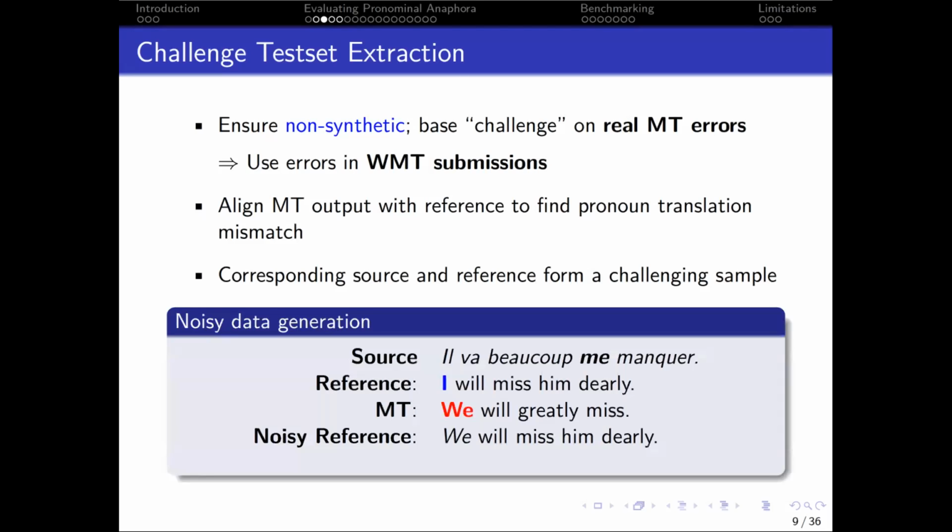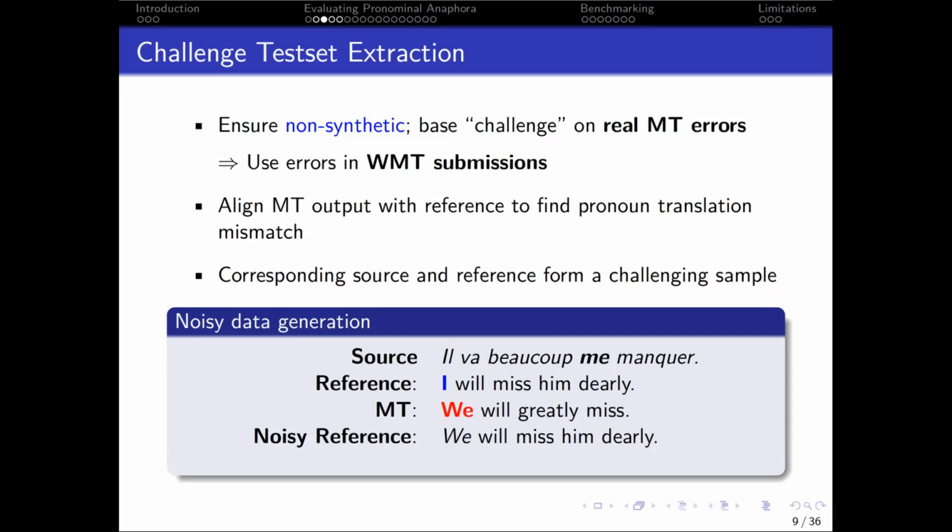So here's an example of how that would work. Let's say we have some source and the reference says, "I will miss him dearly," and the MT system translates that to "we will greatly miss," and there are some other errors as well. So you align these two and find that "I" and "we" don't match. And so we think, okay, this must be a hard example for the MT system to translate. So the source and reference would be added to our challenge test set.